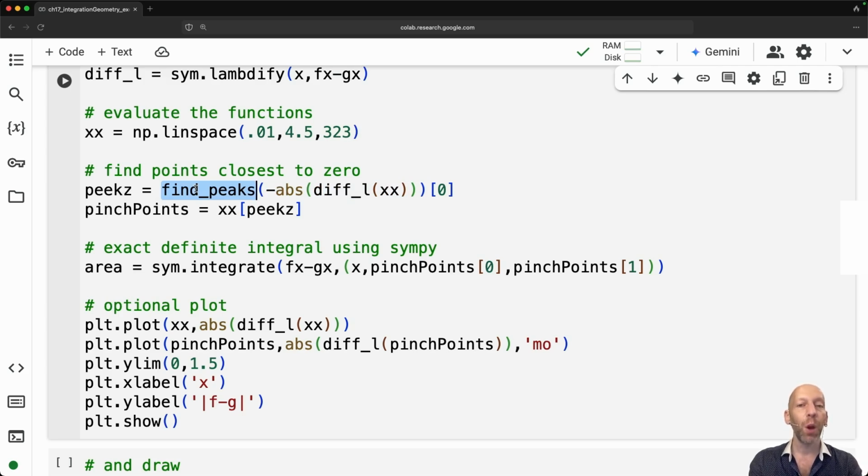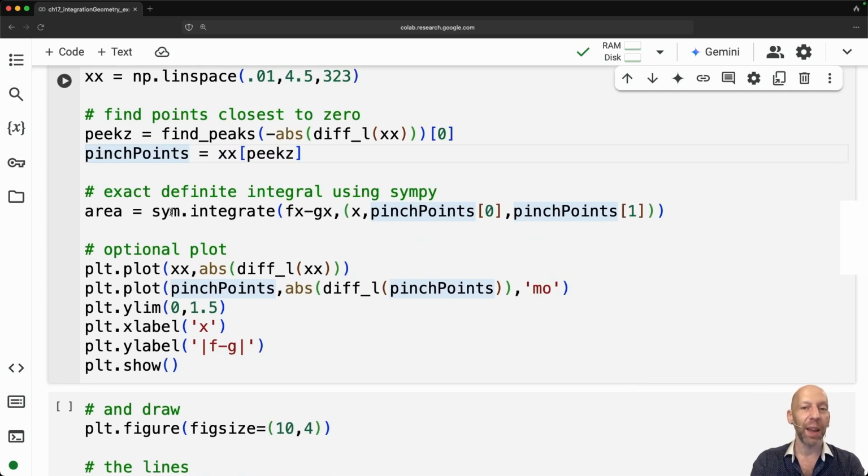Again, this is code and algorithms that I described in chapter 6 when I introduced empirical methods for finding critical points. Okay, so these are the peaks in terms of the indices, but we want to know the x-axis values at which those peaks occur, and I'm calling that variable pinch points. So now we can integrate, and it turns out that SymPy can integrate the function difference quite well once we know the intersection points. So these are approximations, but once we have those approximate bounds for the definite integral, we can integrate the area exactly.